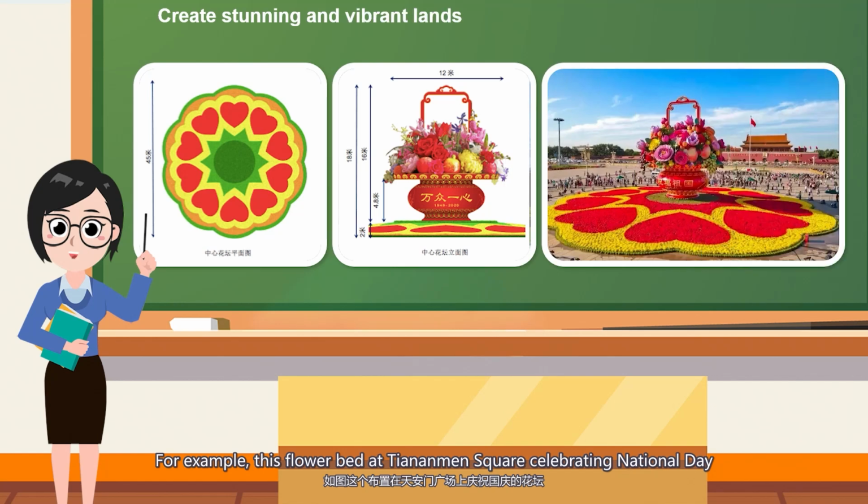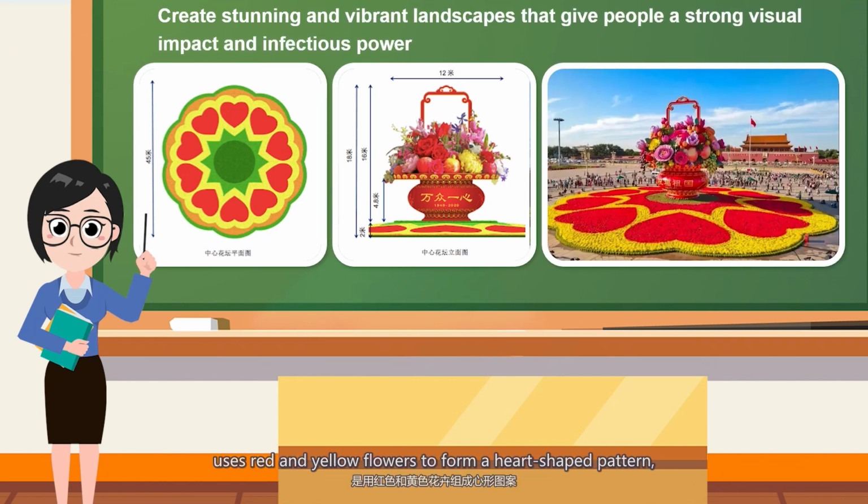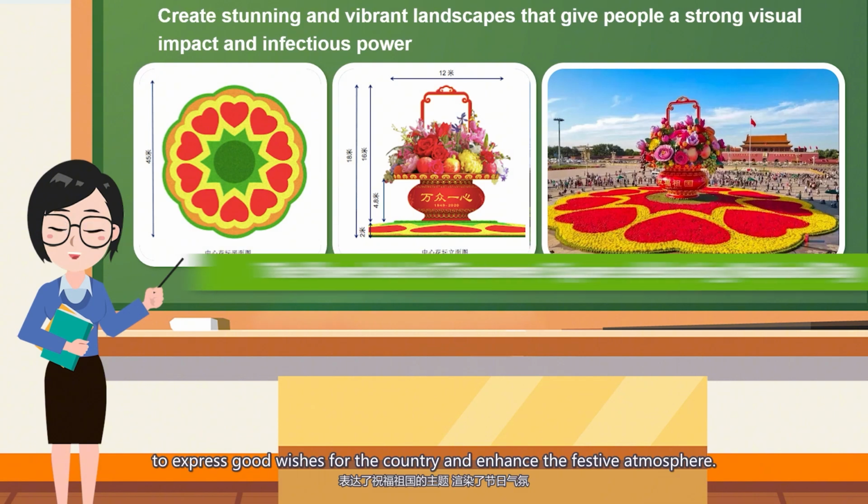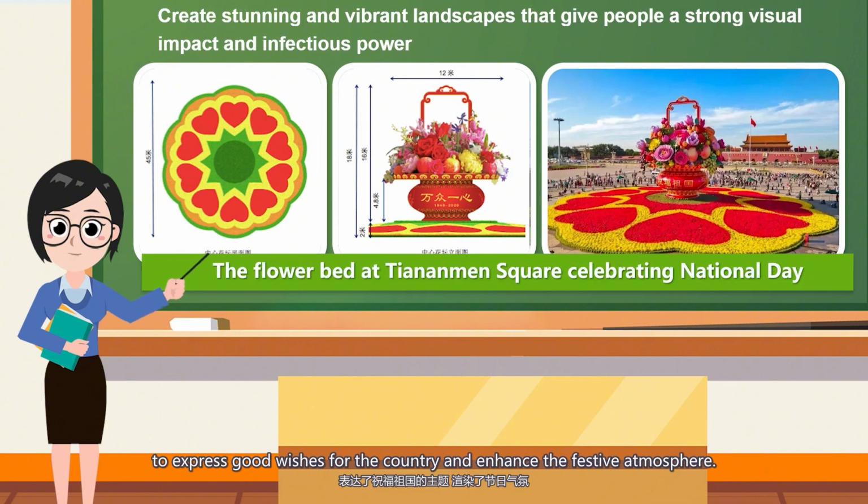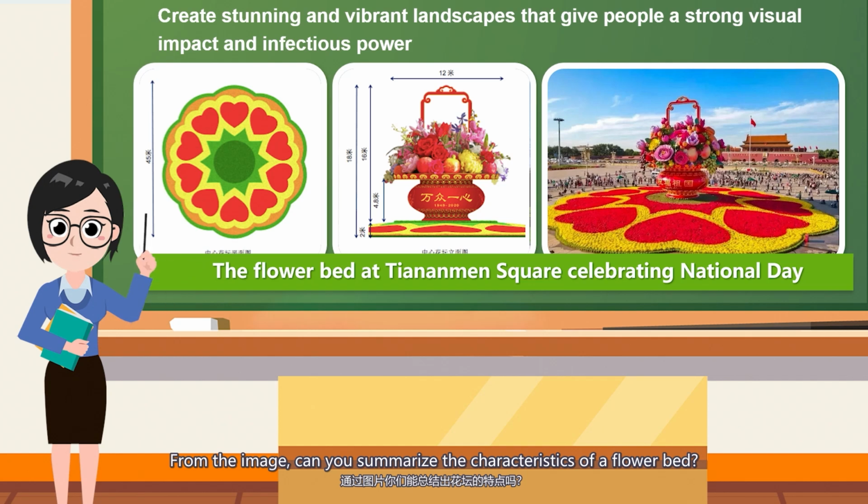For example, this flower bed at Tiananmen Square celebrating National Day uses red and yellow flowers to form a heart-shaped pattern, combined with a basket arrangement, to express good wishes for the country and enhance the festive atmosphere. From the image, can you summarize the characteristics of a flower bed?